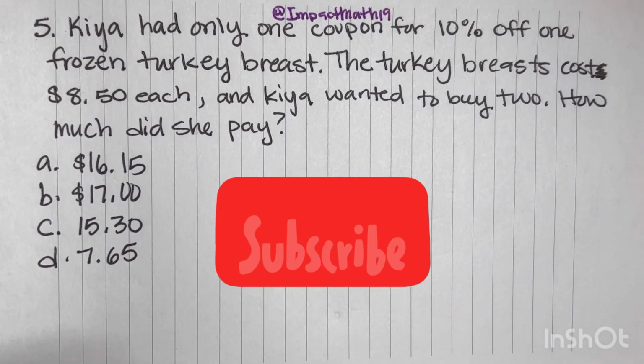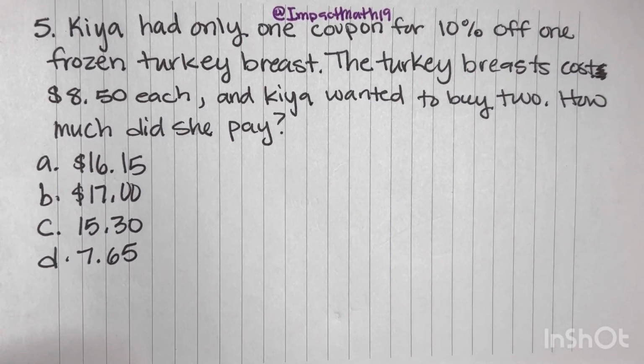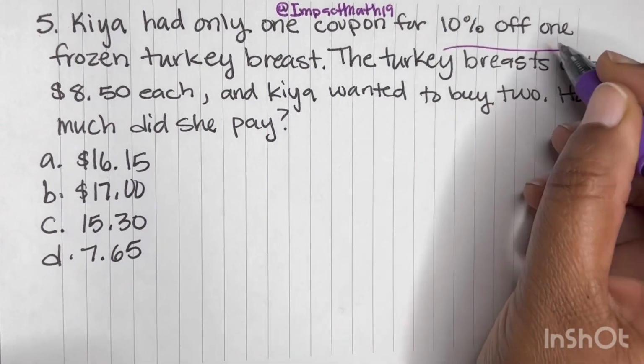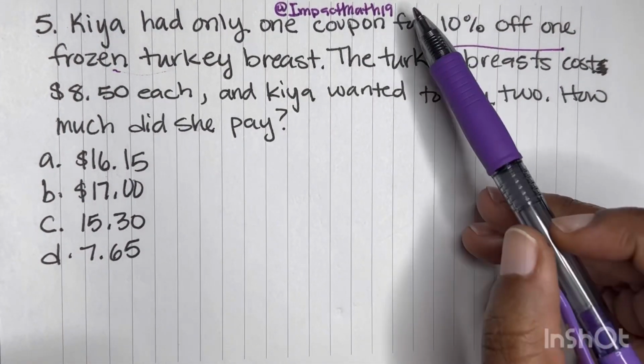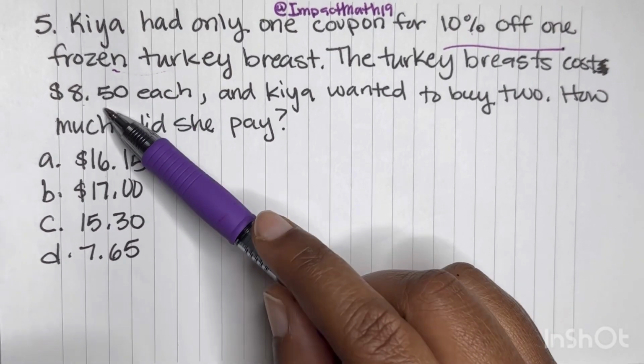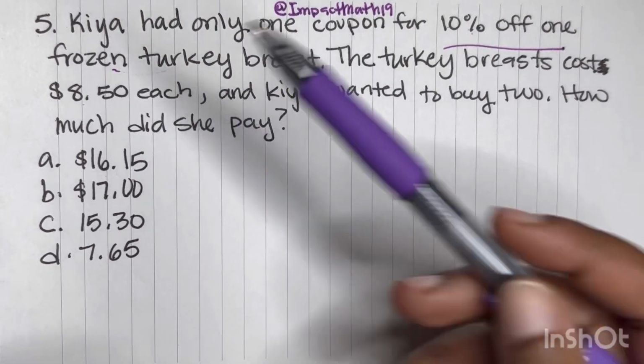Kaya had only 1 coupon for 10% off 1 frozen turkey breast. The turkey breast cost $8.50 each. And Kaya wanted to buy 2. How much did she pay? Okay, so Kaya had a 10% off 1 frozen turkey breast. So let's find out how much 10% off of the $8.50 she would have paid for 1.